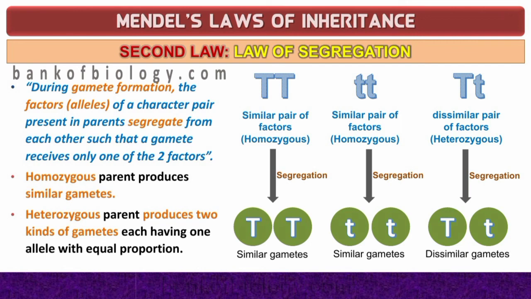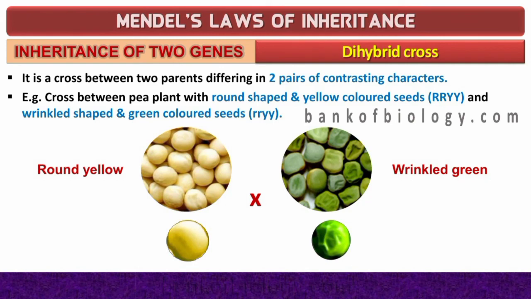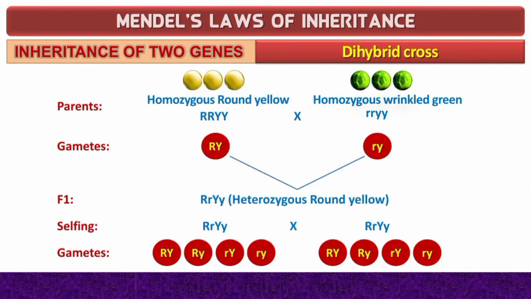If we talk about dihybrid cross, as we have studied earlier the monohybrid cross, it is a cross between two parents differing in two pairs of contrasting characters. Means to say, now we will discuss two characters at a time. So, for example, a cross between a pea plant with round shaped and yellow colored seeds with wrinkled shaped and green colored seeds gives a dihybrid cross. When we cross homozygous round yellow with homozygous wrinkled green, then we will get heterozygous round yellow first filial generation. When we self-fertilized the first filial generation, we get a ratio of 9:3:3:1.